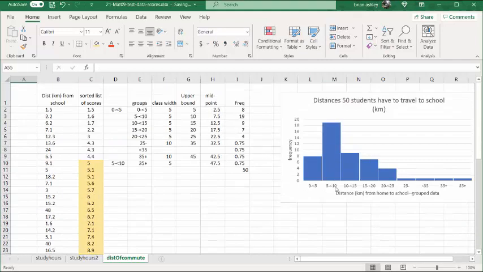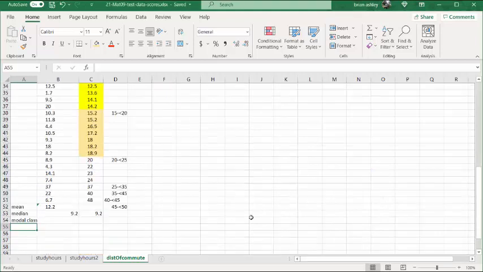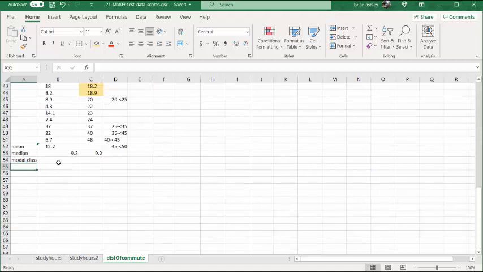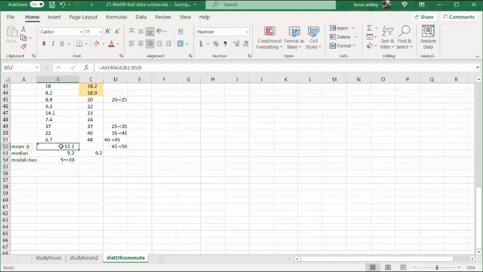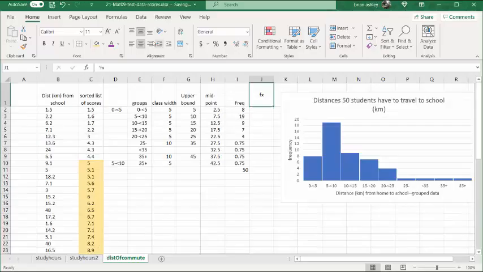So go back up to here, look at your frequency column graph. The modal class is 5 to less than 10. So there you have it. There's your mean, median, mode. Okay.